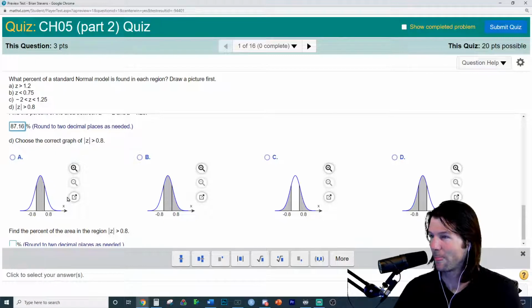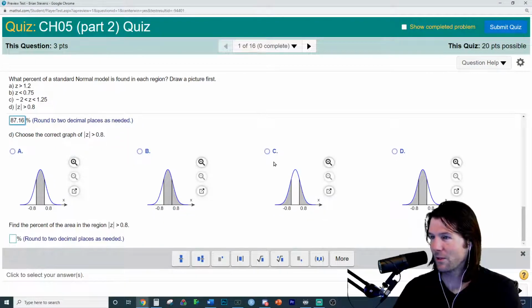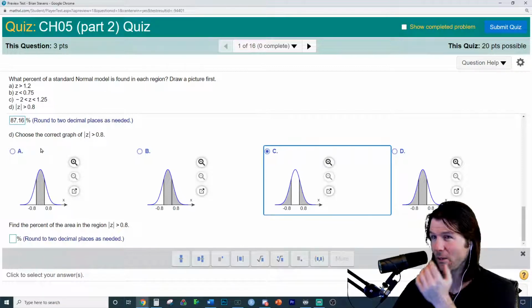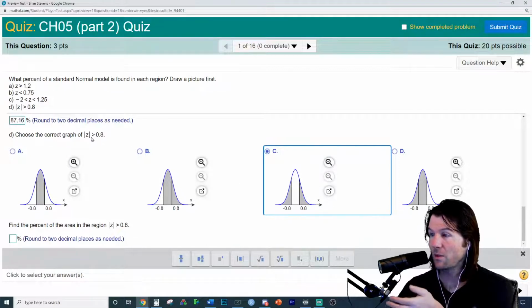This one right here looks odd. It's the outside portion, and this is a tricky one. It's going to be this answer right here. It says a z-score with an absolute value greater than 0.8. So if you plug in -1, -1 would be greater than 0.8. If you plug in 1, 1 would be greater than 0.8. So this shaded region satisfies the absolute value of the z-score is greater than 0.8.